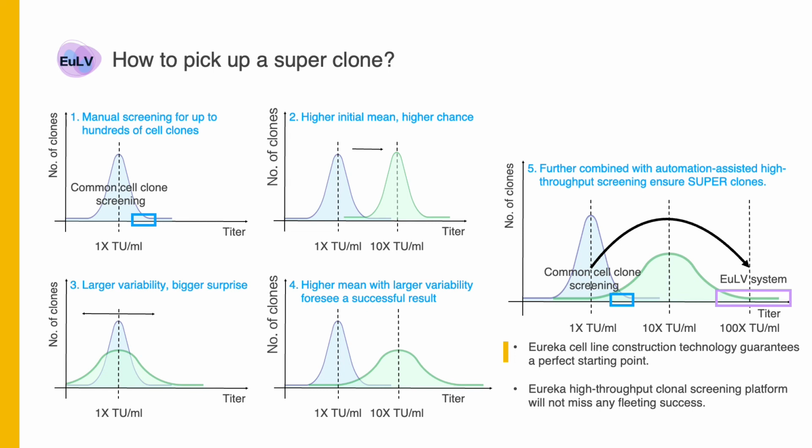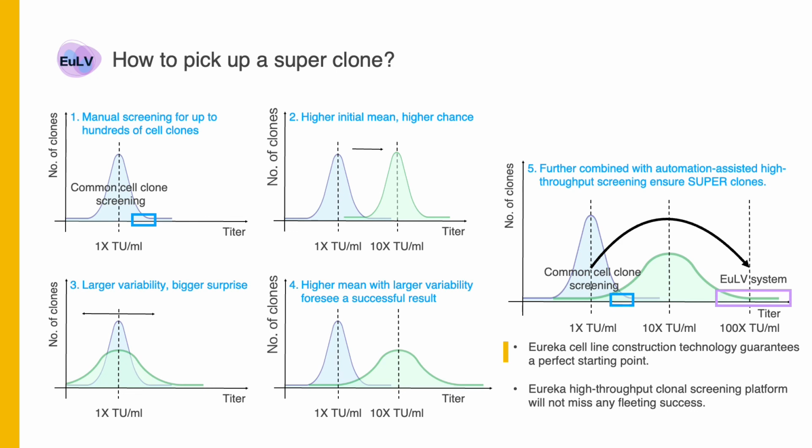So here comes the question, how to pick a super clone? There are 3 key factors. First, higher population mean. Second, higher population variance. And third, large number of screening sample size. In these figures, the x-axis is the viral population titer, while the y-axis is the number of clones.